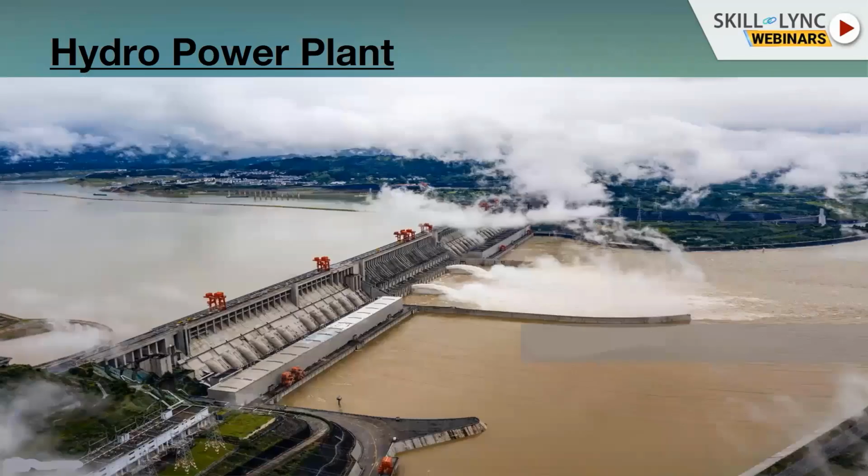And you can see here, the name of this hydropower plant is Three Gorges Dam, which is the world's biggest hydropower plant, situated in China. The total capacity of this hydropower plant is 22.5 gigawatt. So 22 gigawatt of power can be produced using this Three Gorges Dam itself.